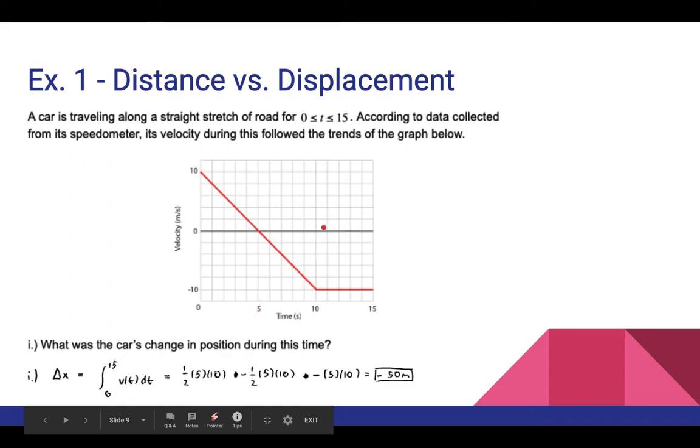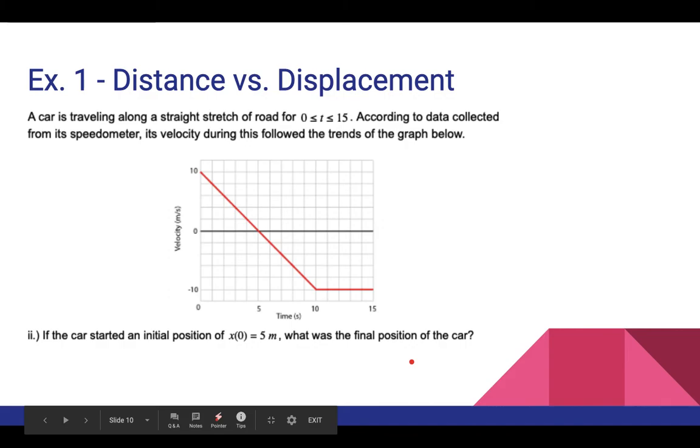And then lastly, we have a rectangle that has a base of 5 from 10 to 15 and a height of negative 10. So we're going to have minus 5 times 10 gives us negative 50 meters. So negative 50 meters is going to be our displacement.